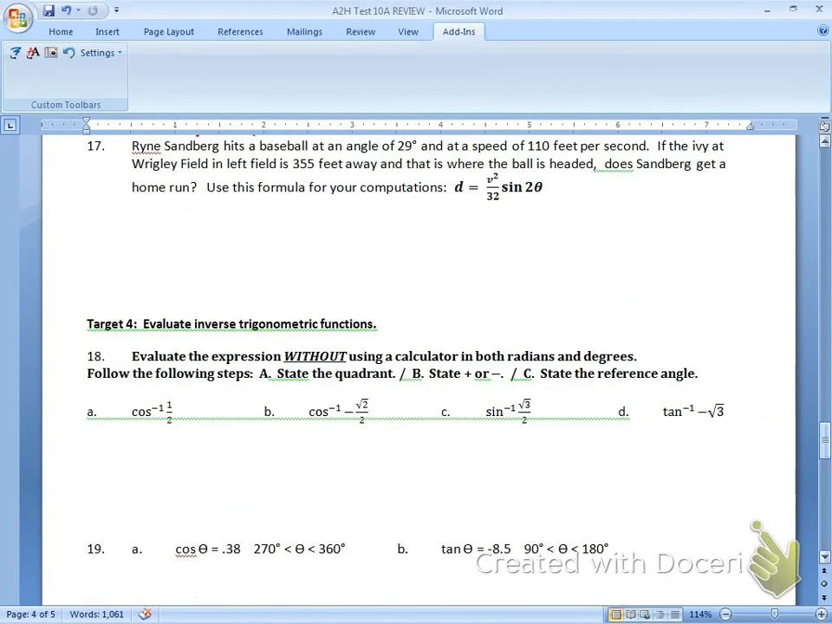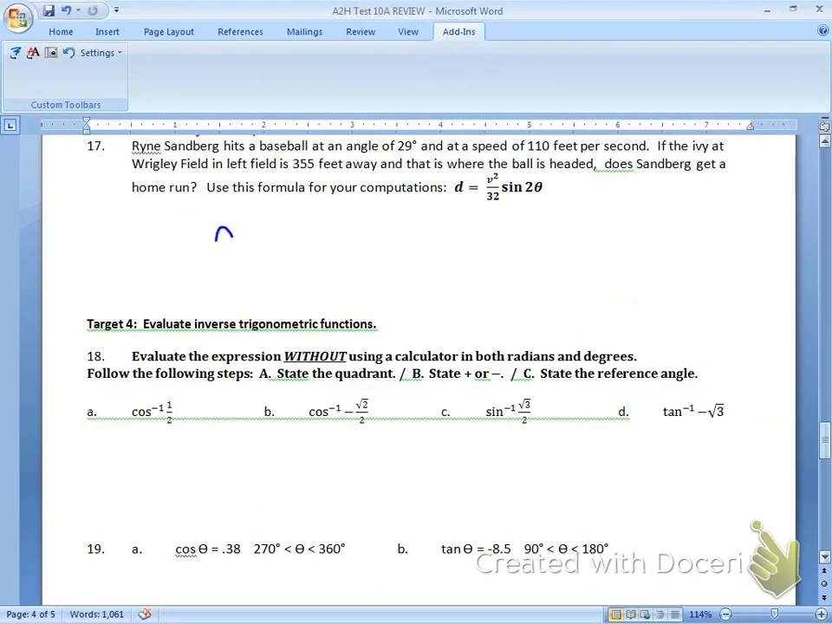Okay, Ryan Sandberg hits a baseball at an angle of 29 degrees and at a speed of 110 feet per second. If the ivy at Wrigley Field, if you don't know, Ryan Sandberg is a famous Cubs baseball player, and left field is 355 feet away, and that is where the ball is headed, does Sandberg get a home run? We give you the formula, and we'll give you the formula on the test tomorrow.